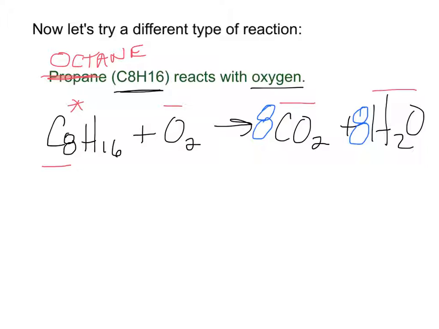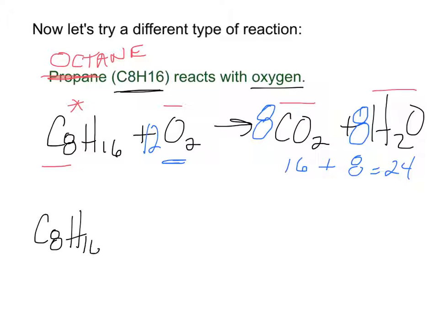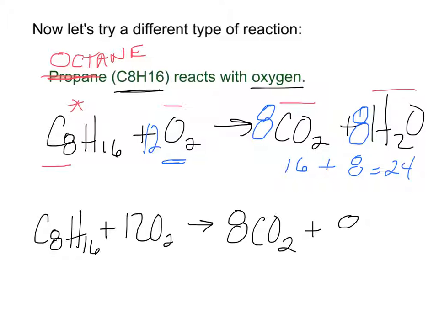Now I move down to my oxygen. On this side I only have 2. On this side I have 8 times 2 is 16 plus 8 equals 24. I need 24 on this side, so that means I have to add a 12. So my final balanced chemical equation would be C8H16 plus 12 O2s is going to create 8 carbon dioxides and 8 water molecules.